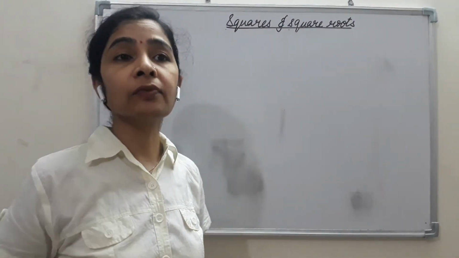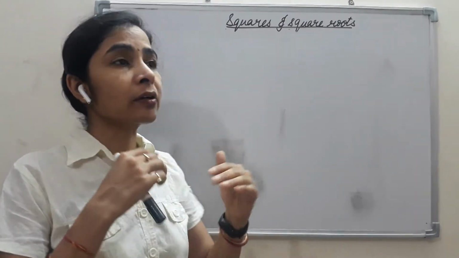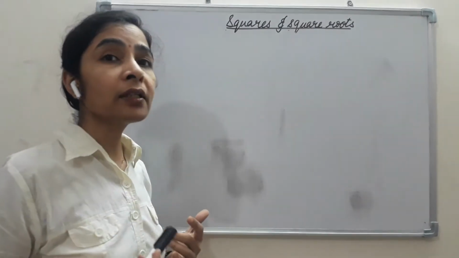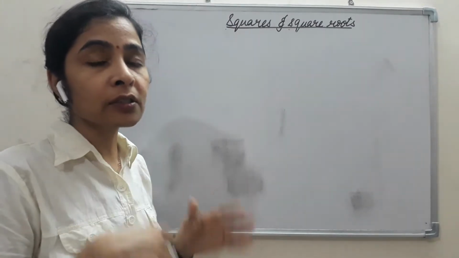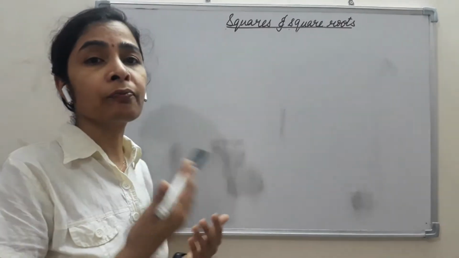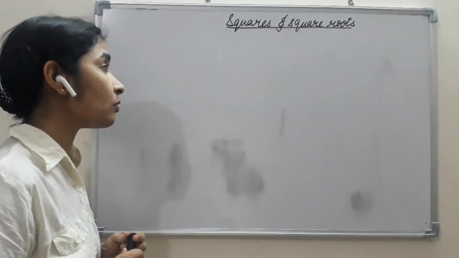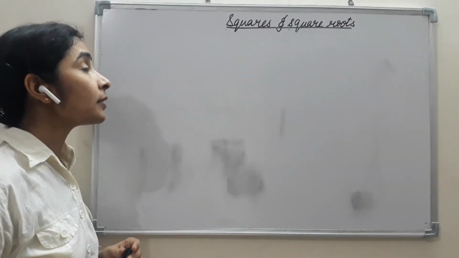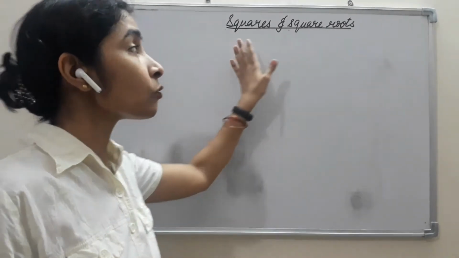Now in the first video we had discussed the various concepts of squares and square roots. What did we discuss? What the concept of square and square root is, and how, by just observing a number, we can identify whether it is a perfect square or not. We discussed all these things in the previous video. Now in this video we are going to discuss the methods to find the square roots.